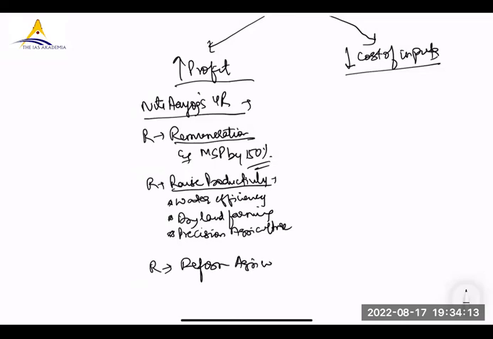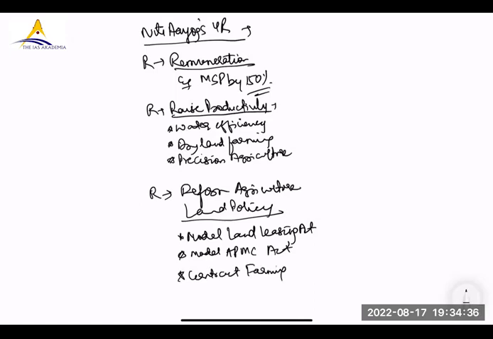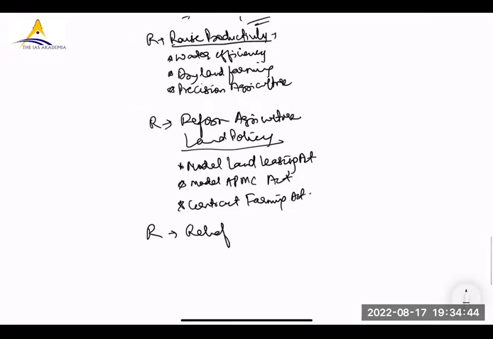Next R is reform agriculture land policy. We have to go for what is known as model land leasing. Model Land Leasing Act, Model APMC Act, Contract Farming Act. Fourth R is, what is the fourth R? Relief measures, immediate relief measures. For example, Fasal Bima Yojana.